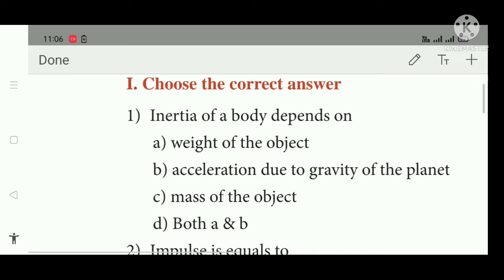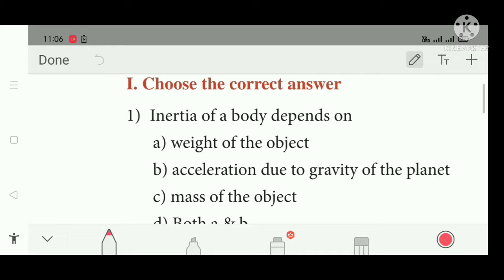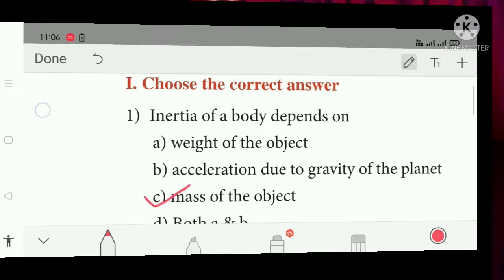Inertia of a body depends on weight of the object, acceleration due to gravity of the planet, mass of the object, both A and B. The correct answer is mass of the object.